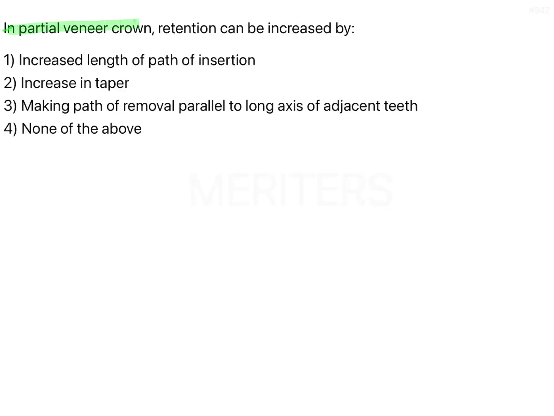In a partial veneer crown, retention can be increased by: increased length of path of insertion, increase in taper, making path of removal parallel to long axis of adjacent teeth, and none of the above. For example, what is a partial veneer crown? So you have a 3/4 crown or proximal half crown or 7/8 crown. So these are not full coverage restorations, or they are going to take support only from a part of the entire tooth.